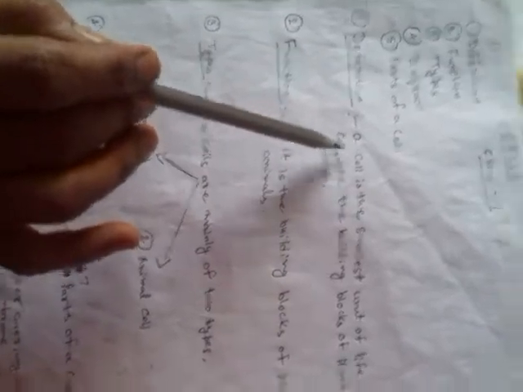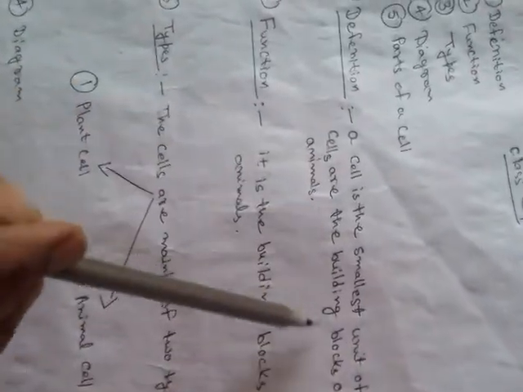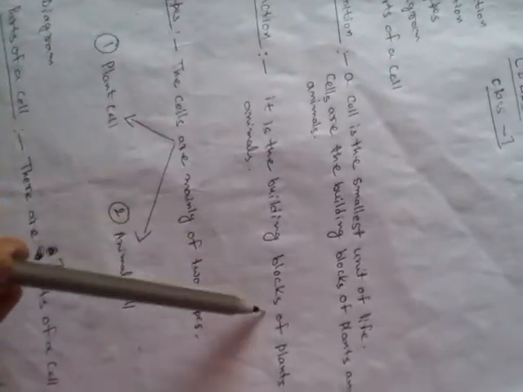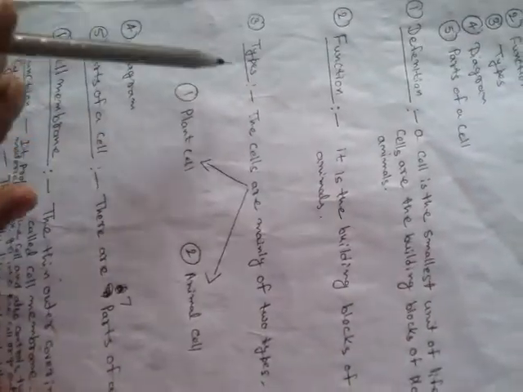Definition. A cell is the smallest unit of life. Cells are the building blocks of plants and animals. What is the function of cell? Second point is function. It is the building blocks of plants and animals. And third point is types. The cells are mainly of 2 types, plant cell and animal cell.